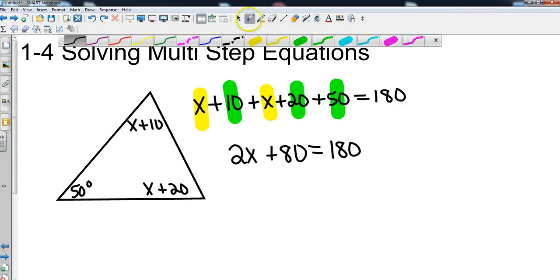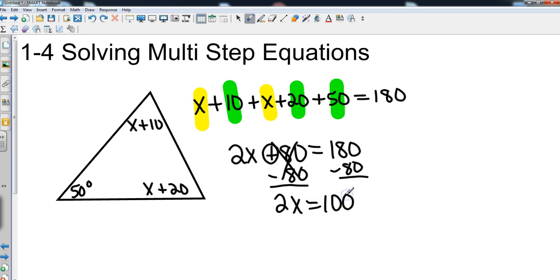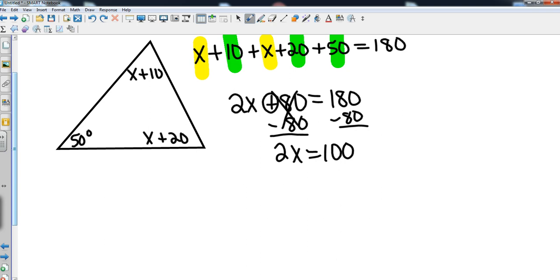And so the question is, which one do I do first? I always take the one that's not attached to the x first. And in this case, that's what you have to do first. You take that positive 80, you balance it to the other side by doing the opposite of addition, which is subtraction. Those will cancel, leaving me 2x equals 100. And this is just like our section before. This is a multiplication problem, so I'm going to do the opposite, which is divide, and x comes out to be 50 degrees. Now, if they ask you what x is, you are done at this point.